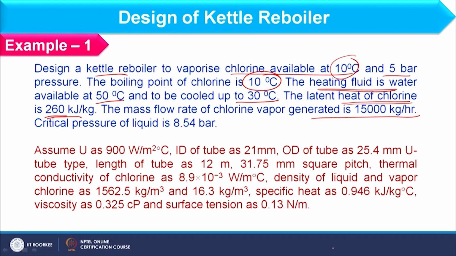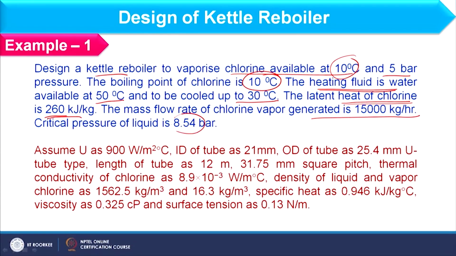help of water, right. Usually we consider steam as a heating media, but in this case because chlorine boiling point temperature is very low, so we can use any other heating source, and for that purpose water we are using, okay. And as far as critical pressure of the liquid is concerned, that is basically 8.54 bar, and this is the critical pressure for chlorine, right.